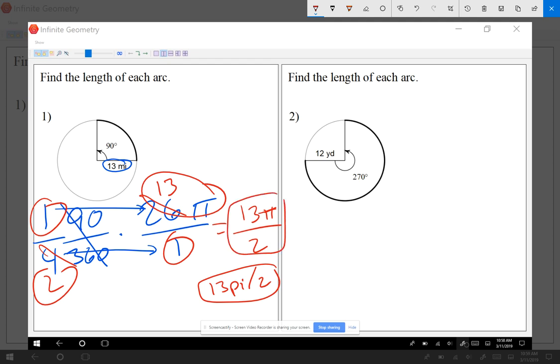Similar to what we did for sector area. It's just that for sector area, we were looking at the area of the circle. Here, we're looking at the length of the circle. So that's what I said. It's very similar to something we saw in the past.